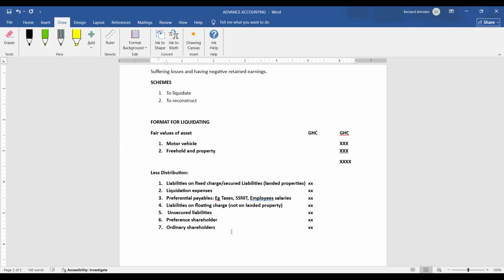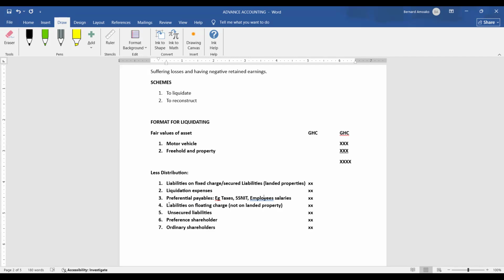Okay, the fourth one says liabilities on a floating charge, not on a landed property. Just like I told you, we took a bank loan and we told the bank that you can use our car. That particular statement alone makes it a liability on a floating charge.